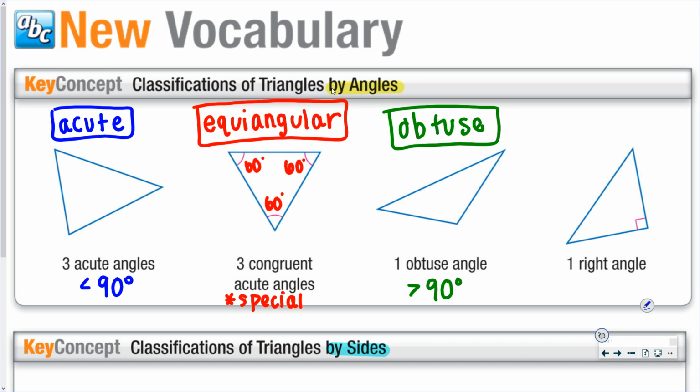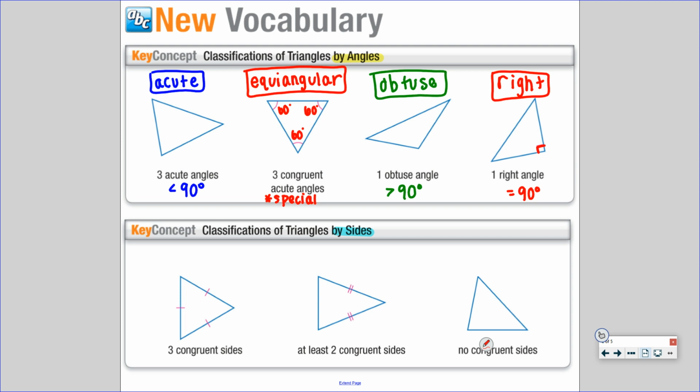And then our last special one, these are probably my favorite, although they're all equally special, is if we have a right angle, which measures how many degrees? 90. What do you think you call that? Right triangle. You're right. A right triangle. I like right triangles because the Pythagorean theorem works, and there's a lot of special relationships with right triangles you can do. We'll get there. Okay, so that's by angle measures.